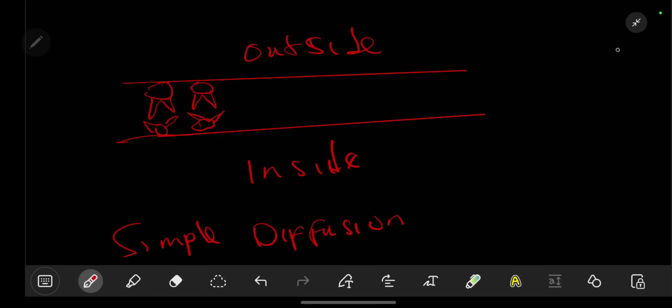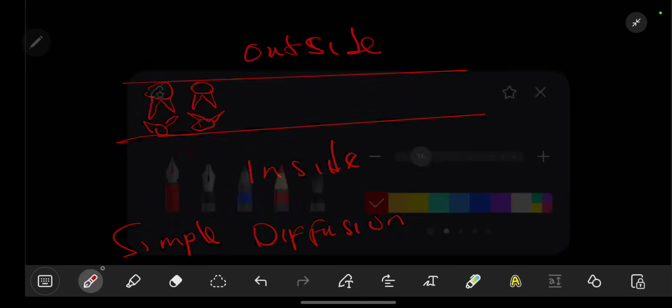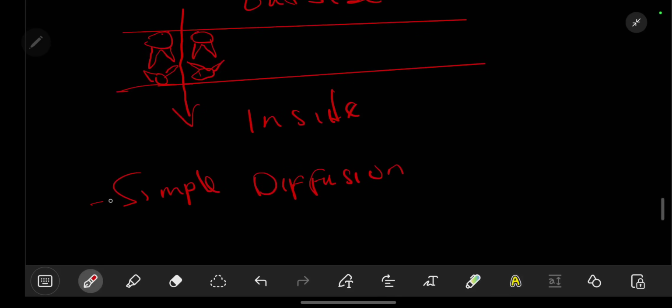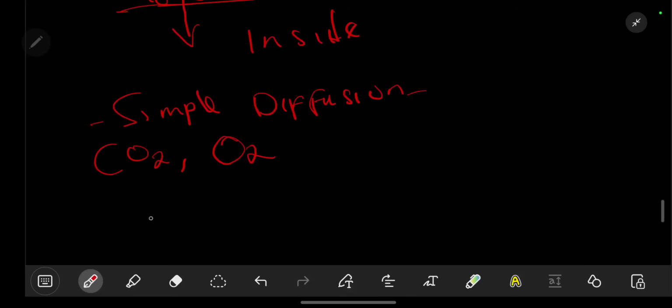Simple diffusion involves the movement of small substances, such as carbon dioxide and water, through the space like that. So the movement of substances from a region of higher concentration to a region of lower concentration. Small substances such as carbon dioxide and oxygen can pass through simple diffusion. Then we have facilitated diffusion. So these are some of the ways.